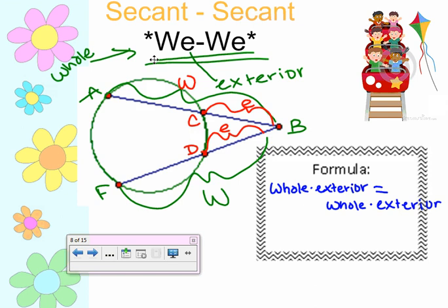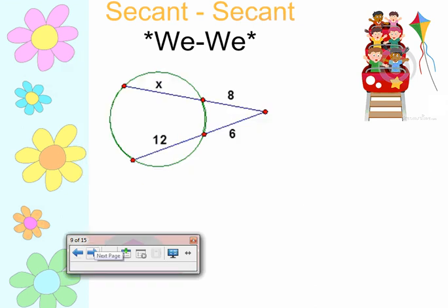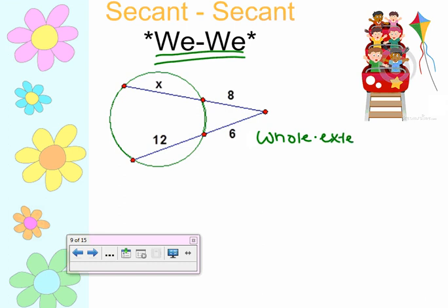Okay, so let's give this a shot. Again, we're using WE, so whole times exterior equals whole times exterior. Okay, so on my first line, I'm going to label my whole in blue. Notice here that the whole is from our endpoint to our endpoint, and we have a value of 8 for the exterior, and an x for the interior.